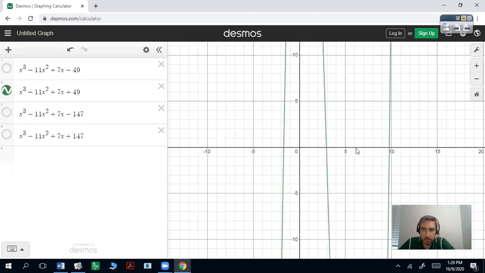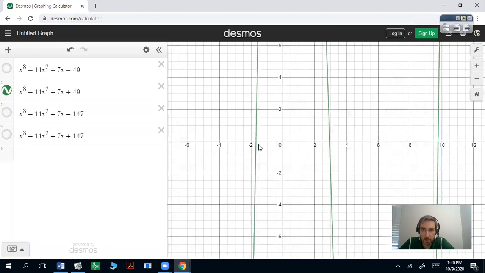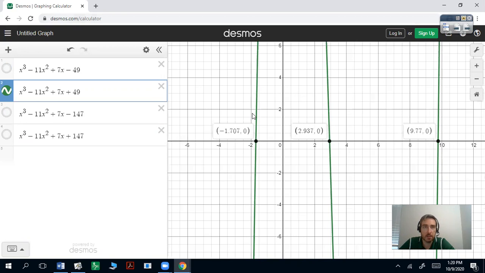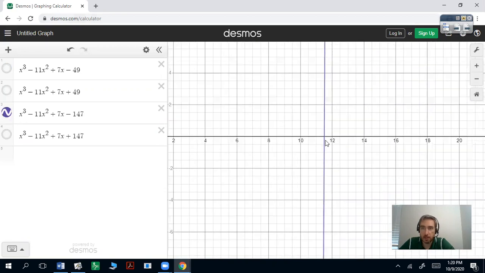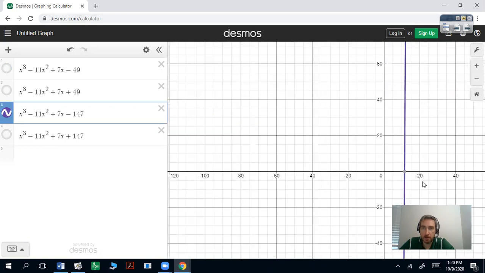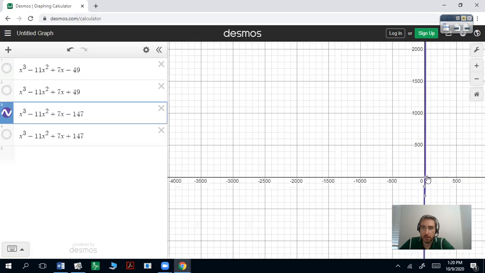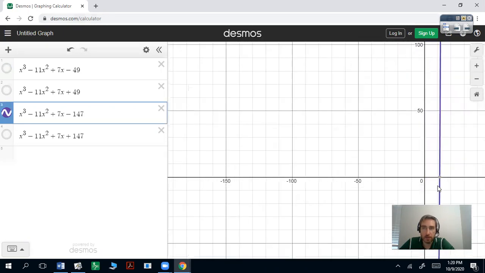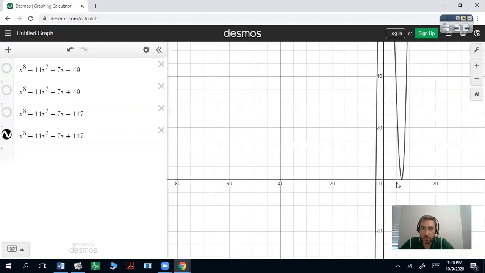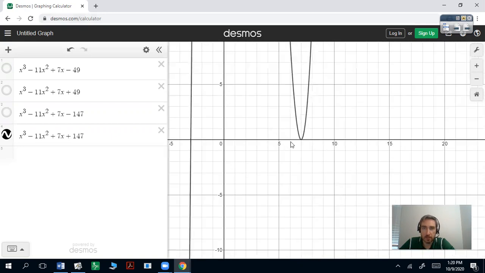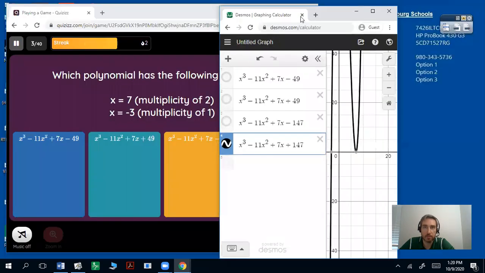Second one, this has 3 roots. None of them are double roots. Notice that they single cross the x-axis. This one has a single root there. I don't know what the other ones are. They're probably complex. And this one's nice. This one's got a double root there at 7 because that's the minimum, and -3. So it's going to be the last one.